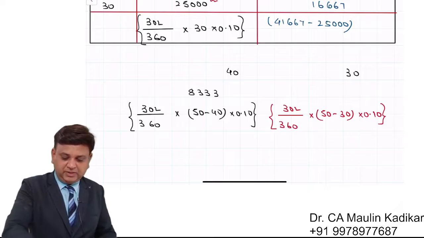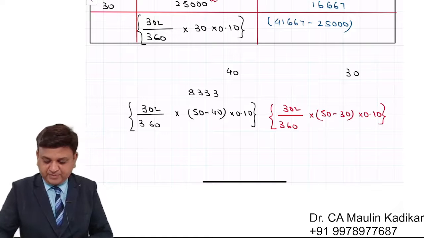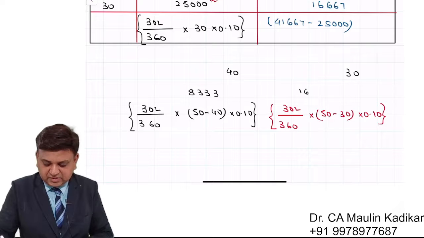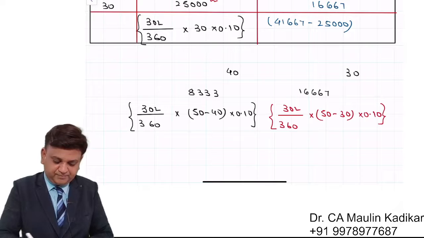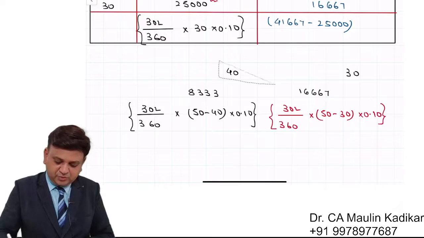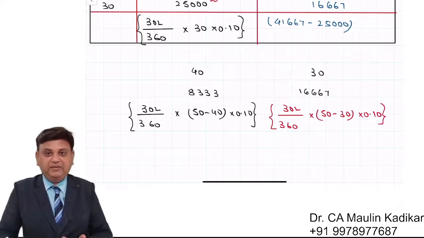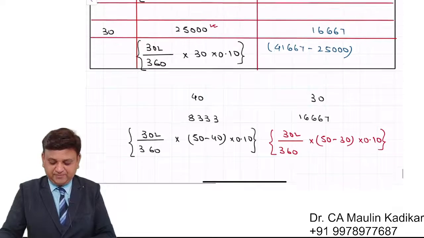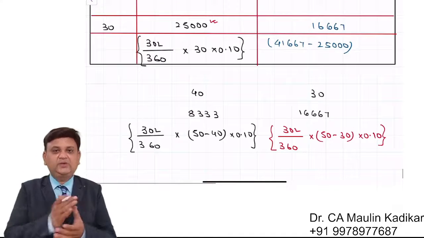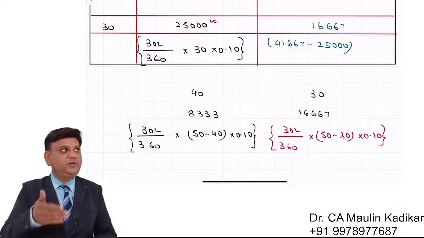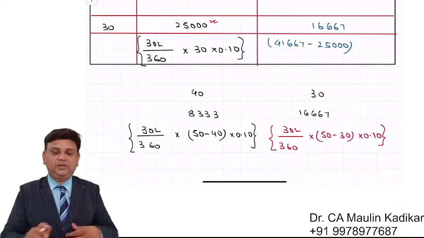30 lakhs into 20 into 10% divided by 360. That is a savings of 16,667. That is the way we are supposed to make the calculation of the answer. See, directly you can make a comparison from 50 to 40, from 50 to 30.